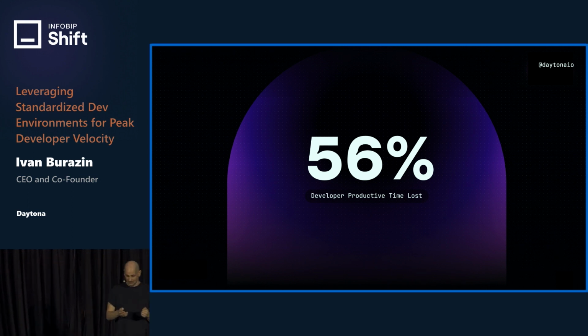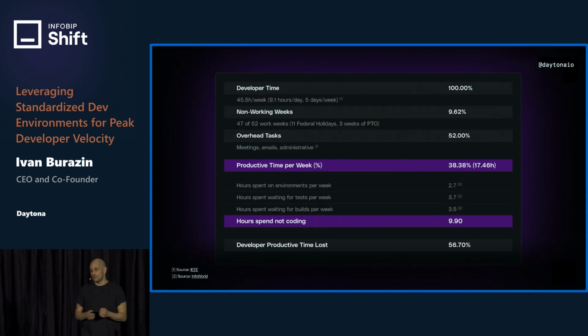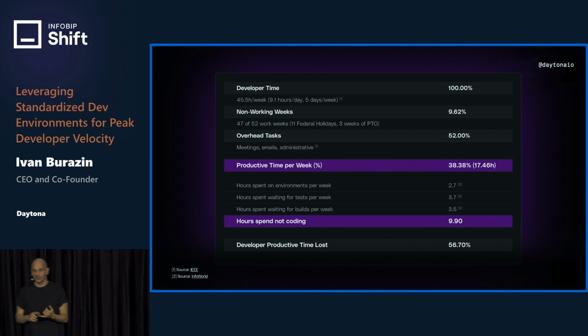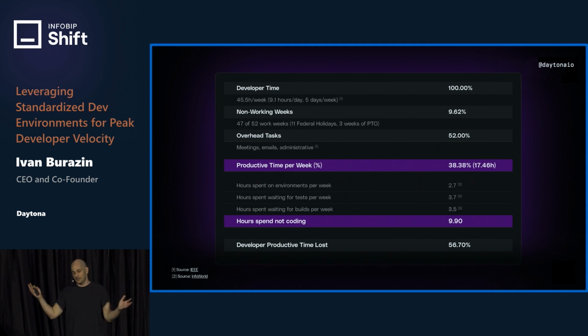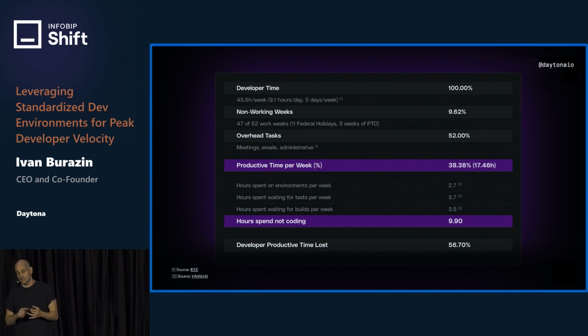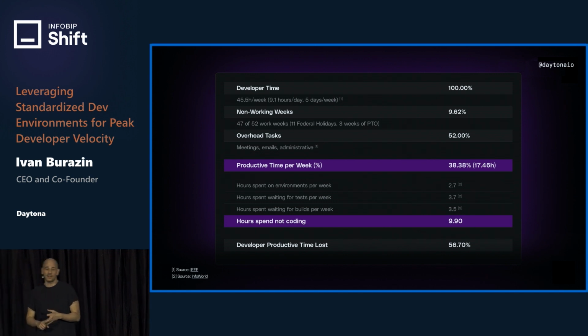And so I'll show you the bullshit here, which is, if you look at this chart, we did our own analysis. We also have other sources that we pulled into. The average developer actually works 9.1 hours a day, which is more than some managers might think you all work. And so when you take away the non-working weeks, holidays, vacations, whatnot, then the overhead tasks, meetings, emails, administrative stuff, probably the papers you have to fill out because you've been traveling to this conference, that's more than half of your actual time. And then what you're left with, you spend about 2.7 hours a week on dev environments, 3.7 waiting for tests, and 3.5 waiting for builds.